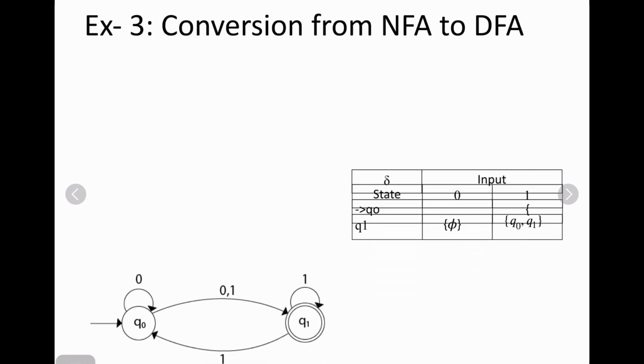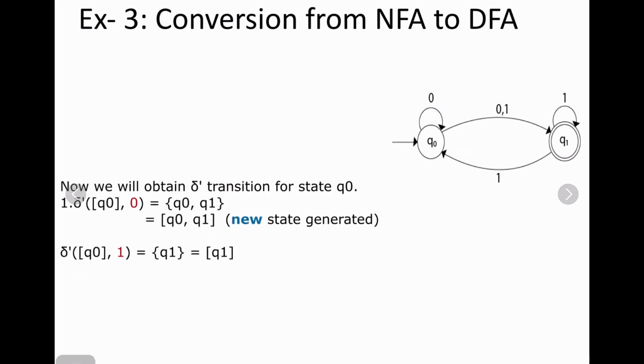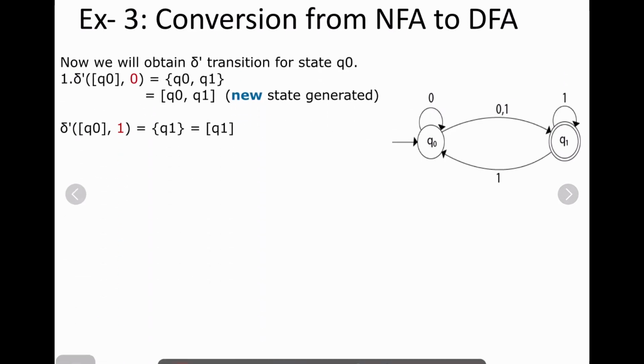NFA to DFA. Take an example. Yeah, they have given two data. One is a transition table, other one is a transition diagram. I'll take again as usual. Now we will construct the delta dash transition for state Q0.